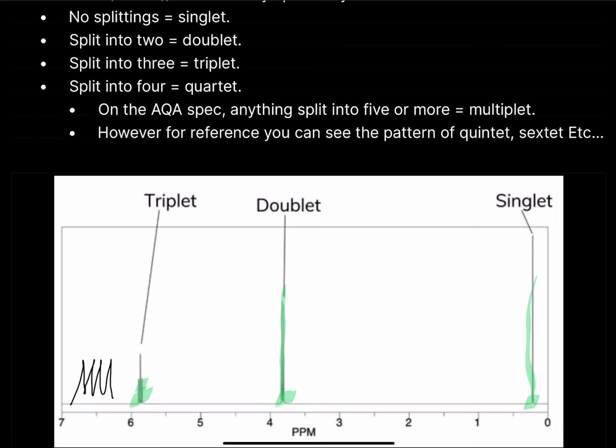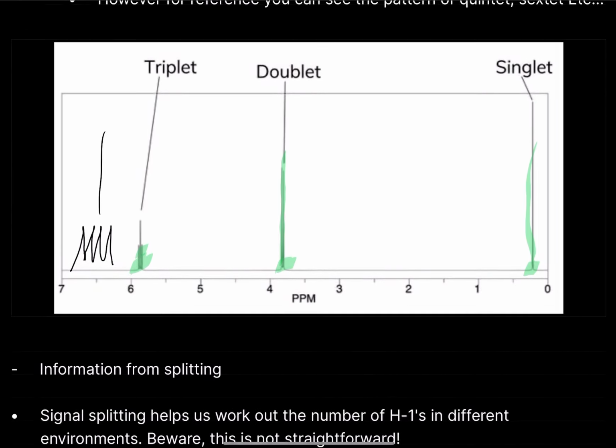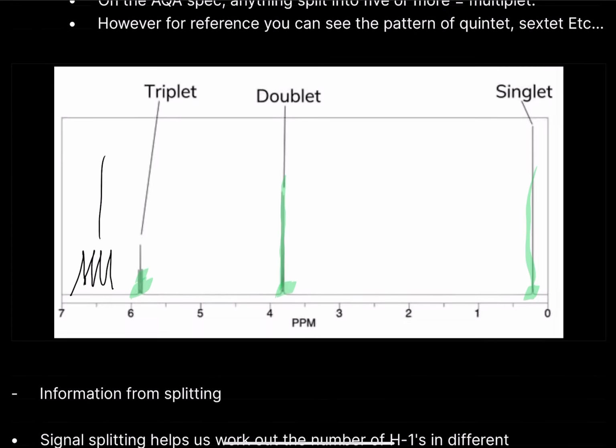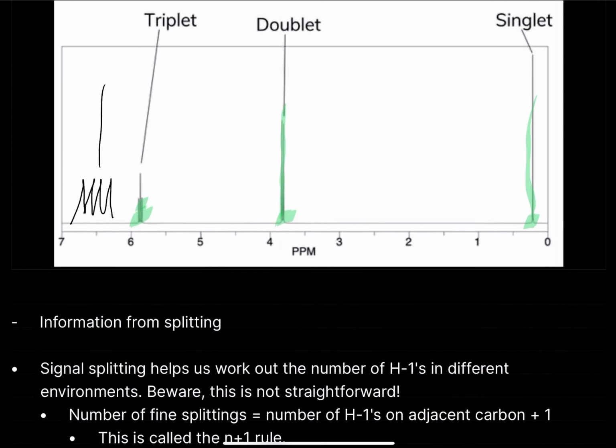However, for reference, you can clearly see the pattern: singlet, doublet, triplet, quartet, quintet, sextet, etc. But 5 or more is just considered to be a multiplet. If you did accidentally say quintet or sextet, they probably would give it to you. I've seen it in mark schemes; they usually give that as well. So that makes your life a bit easier.